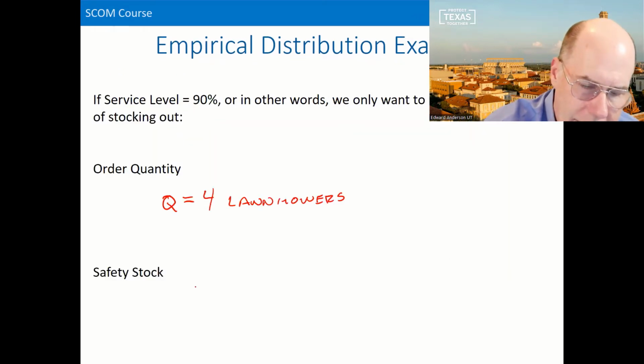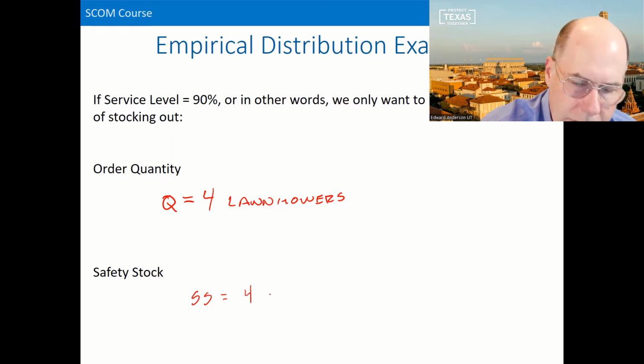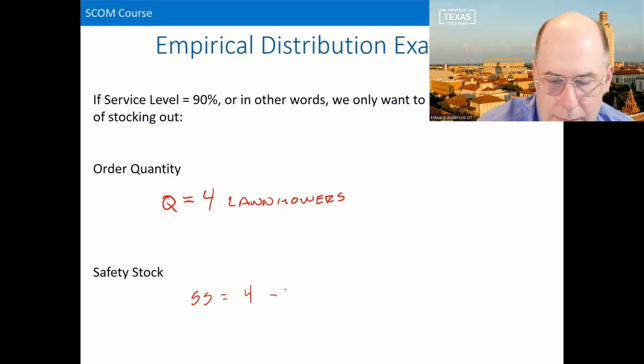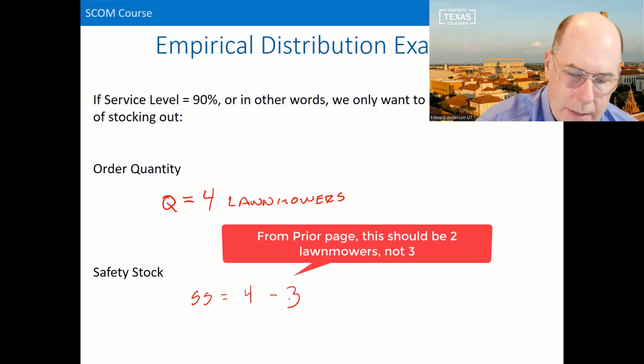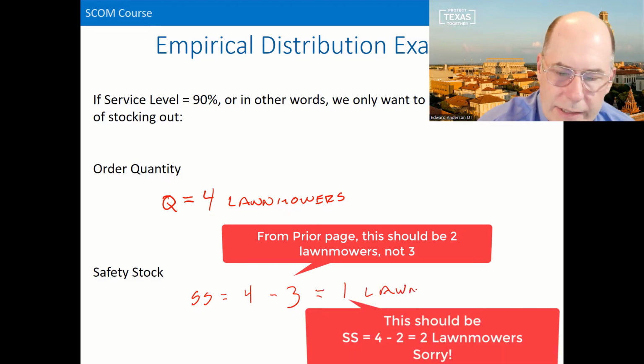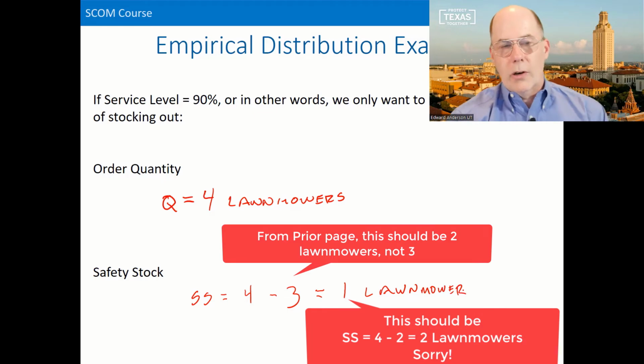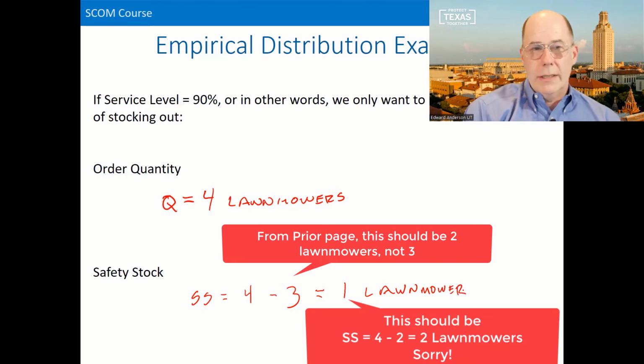So if we do that, then our safety stock equals 4 lawnmowers, which is what we actually order, minus 3. And hence, our safety stock is 1 lawnmower. What that means is we have an extra lawnmower over what we think is most likely to take care of us on average. So think of that 1 lawnmower as a hedge, or an option to be exercised should enough customers come in.